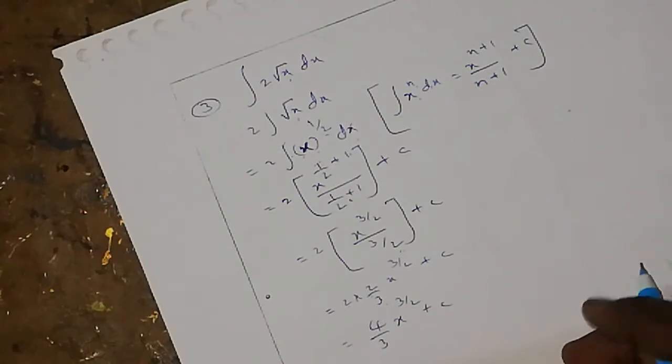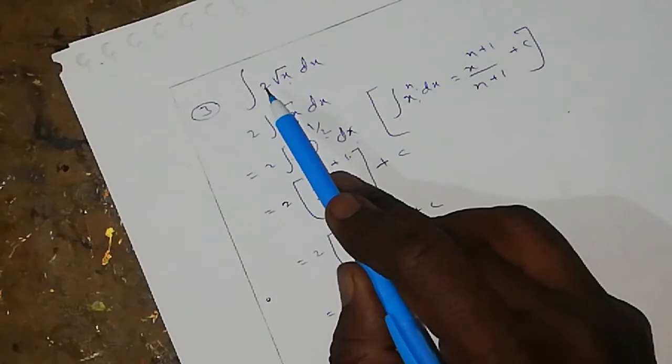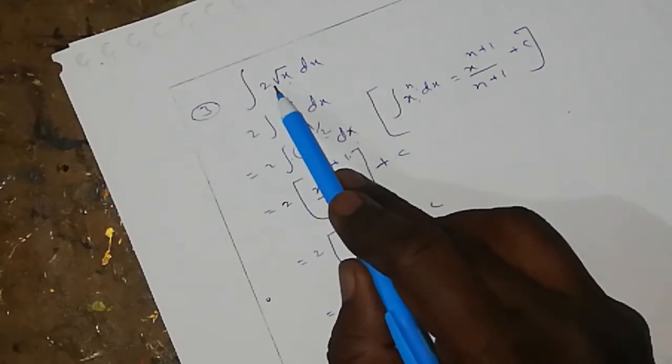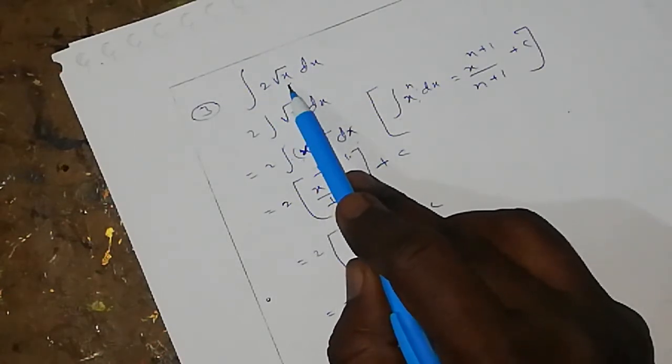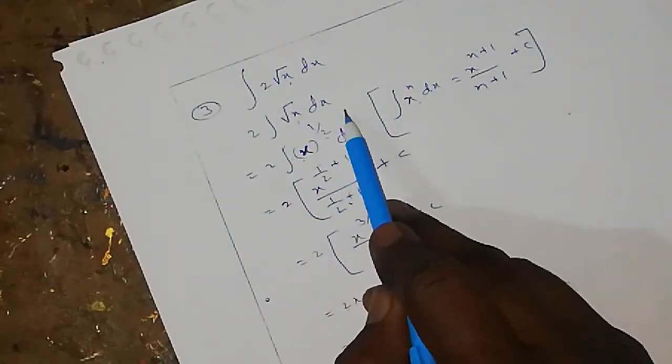Is it clear? What I did here? Integration of 2 root x, where 2 root x is 2 into root x. Here 2 is the coefficient of root x. So first we have to send it to outside. 2 into integration of root x dx.